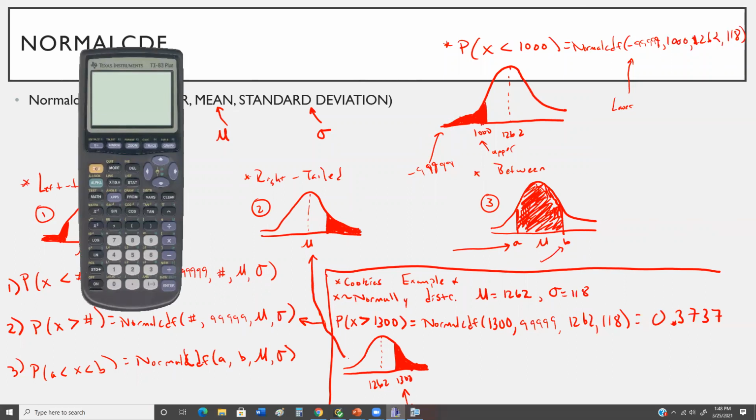If you have the TI-83, you just go second function, distribution, normal CDF. Now, when you go to put in a negative number, does everybody see where my mouse is on the screen? Can you guys see my mouse? Storm says yes. You go negative here, negative 99999, comma, stop at 1,000, comma, 1262, comma, 118.